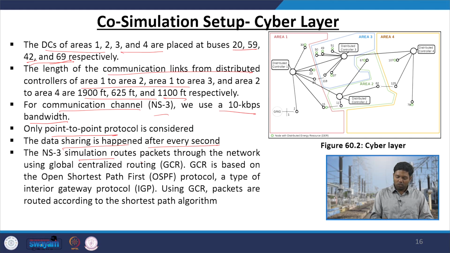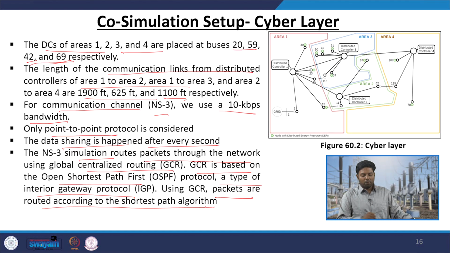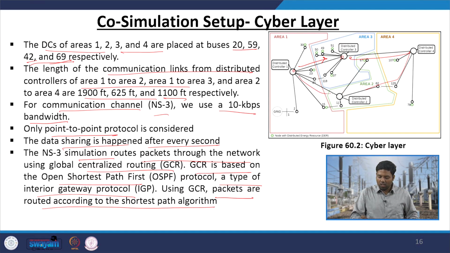The NS3 simulation routes packets through the network using global centralized routing. GCR is based on open shortest path first, a type of interior gateway protocol, that means it will send the data along the shortest path distance. Using GCR, packets are routed according to the shortest path algorithm. So, if you want to send from here to here, it will always take the shortest path, not this path. It will never take a longer path like here to here, then here, then here. It will always take the shortest path.